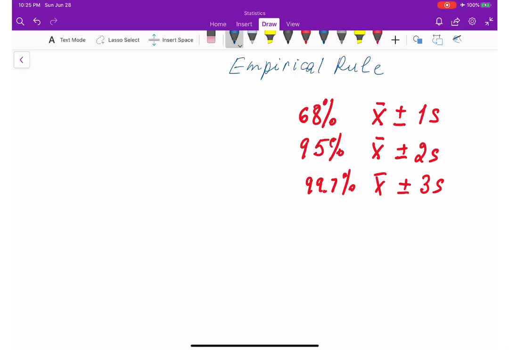So let's solve the problem. After sampling of white pine, it was researched that the average white pine has about 180 feet, plus or minus 10 feet. So that's going to be your standard deviation from the sample.